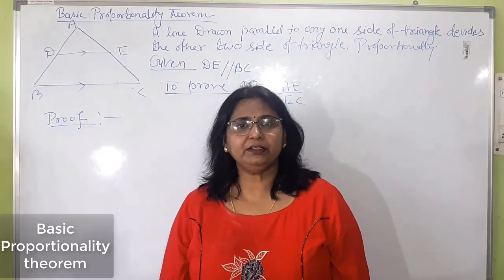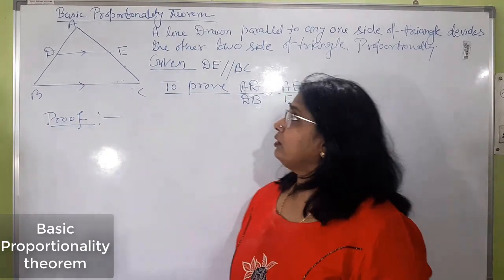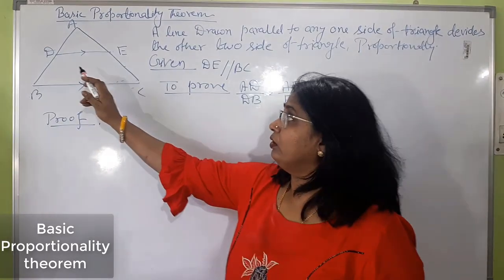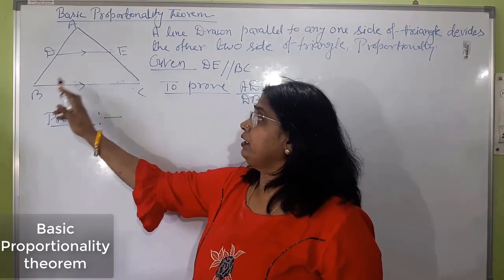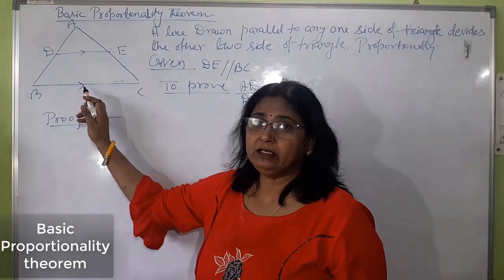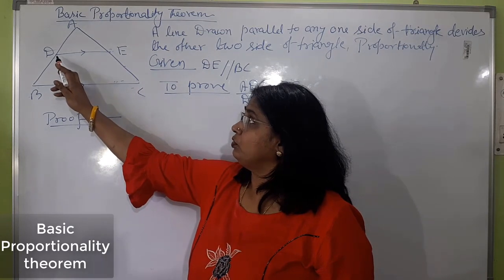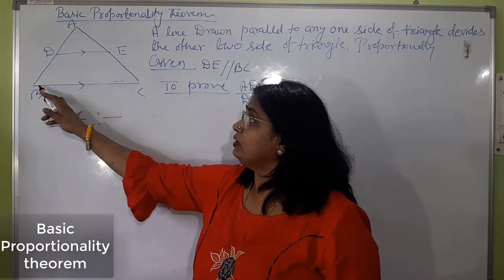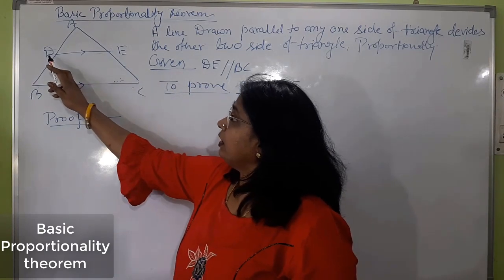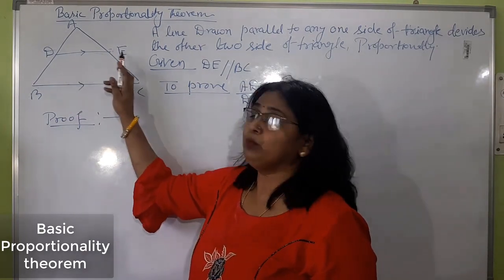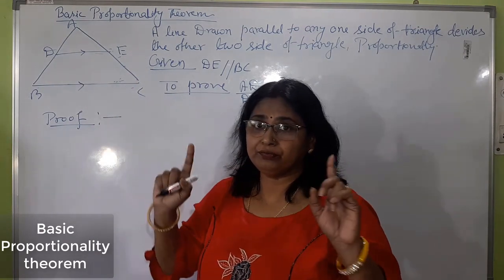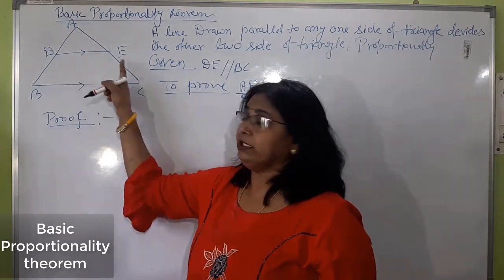Basic proportionality theorem. The concept of the theorem is: a line drawn parallel to any one side of a triangle. There are three sides of a triangle. So a line drawn parallel to any one side of a triangle divides the other two sides proportionally.